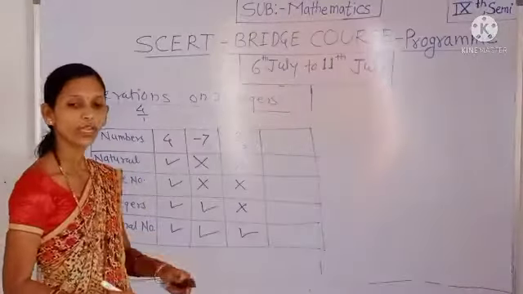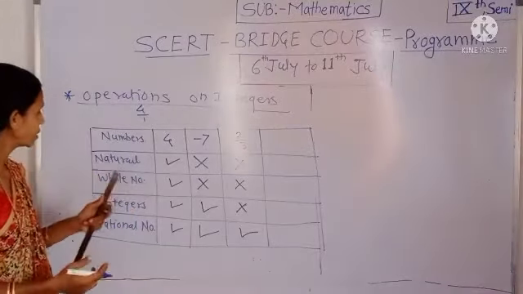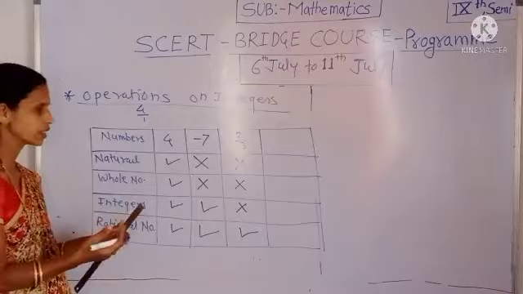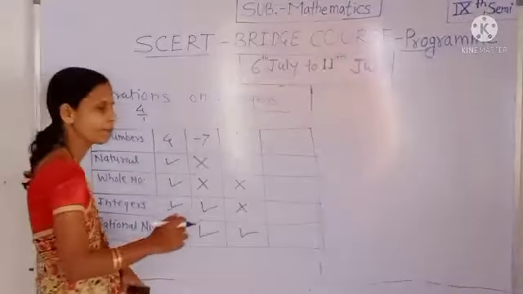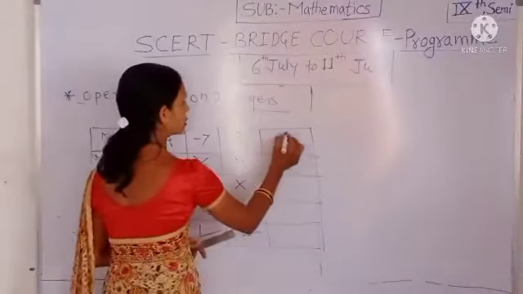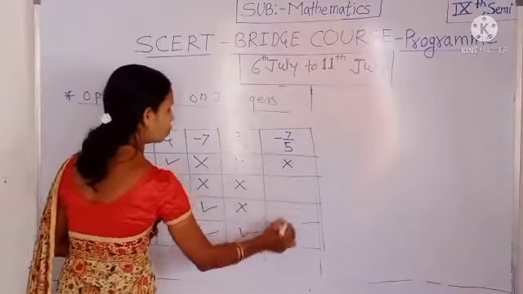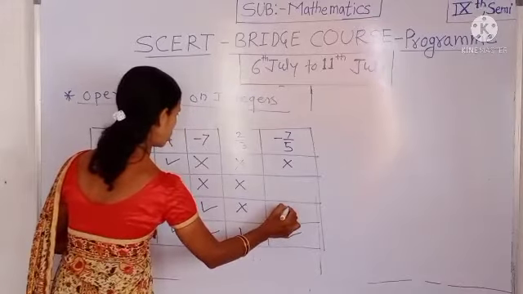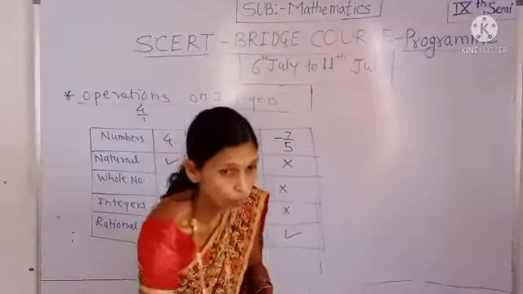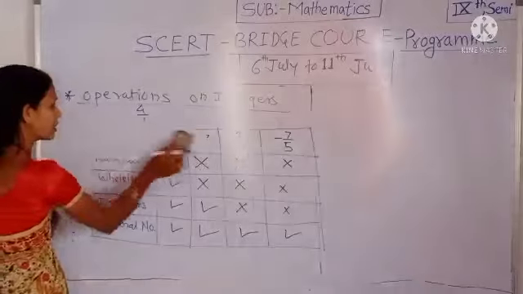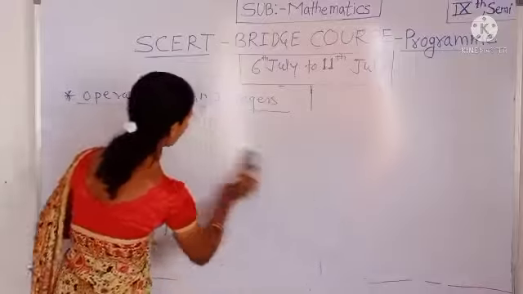Like that you can find out the number which is natural as well as whole number, integers, and rational numbers from the given exercise. Then one more, that is -7 upon 5. That is also only a rational number, but it is not an integer or natural or whole number. Then you can solve these type of examples given in the exercise of 9th July bridge course program.